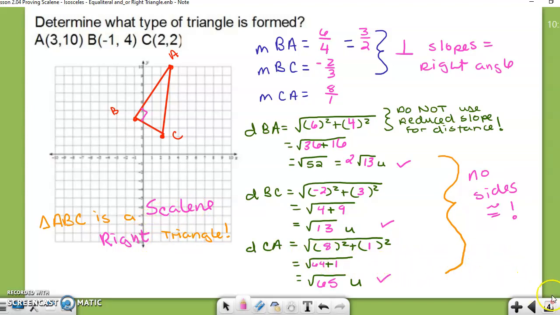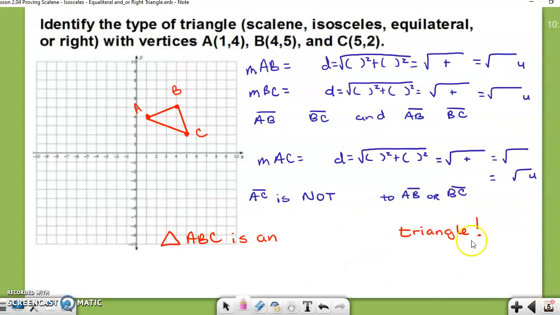Okay, let's do one last example today together. Identify the type of triangle, scalene, isosceles, or equilateral, or right, or combination with these vertices. It's already been plotted for us, so we're going to start with the same thing. I'm going to start looking at my slopes. I'm looking at the slope of AB. I rise 1 and I run 3. To find the distance between those 2 points, I'm going to use those slope numbers in my distance formula. 1 squared is 1. I know the distance is root 10 units.